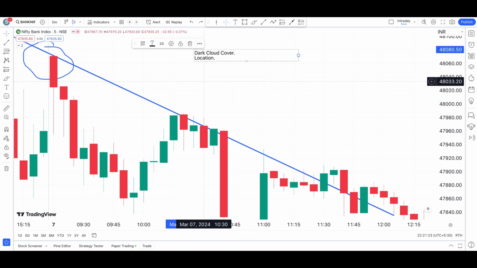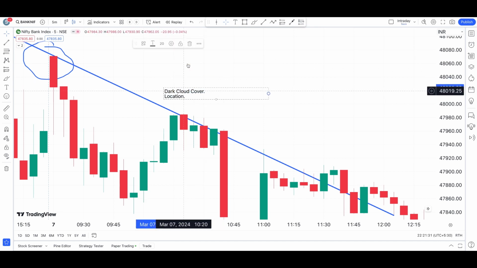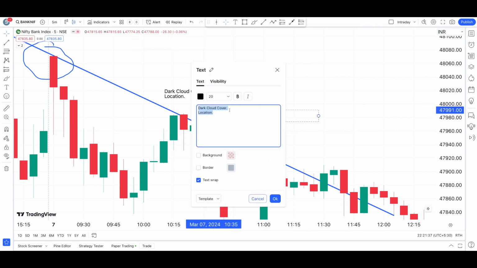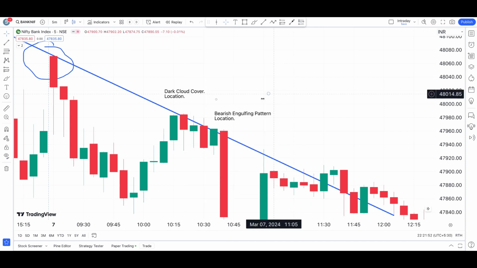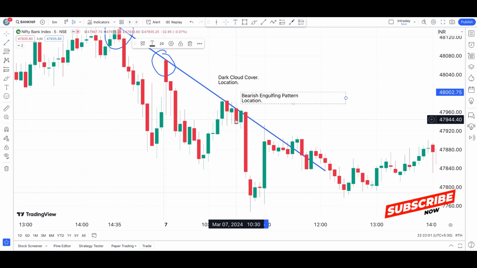And this time, your first point is that you have a dark cloud cover, and that is coming at an important location. Your next thing is this, which is not dark cloud cover this time. Instead, this is a bearish engulfing pattern. And also you have location. So you have two criteria, two parameters now which are telling you that it is going to be a bearish momentum.